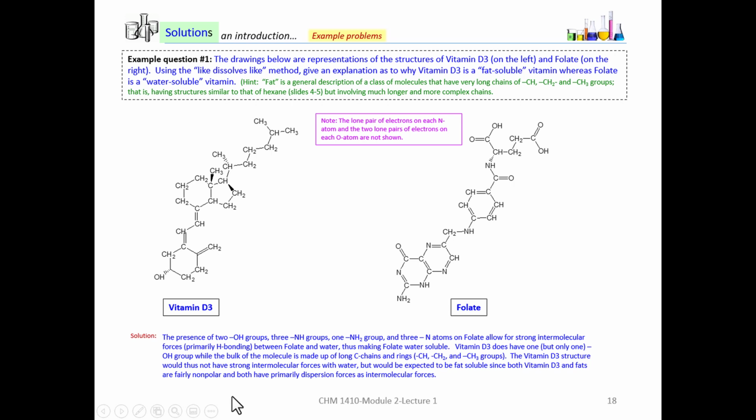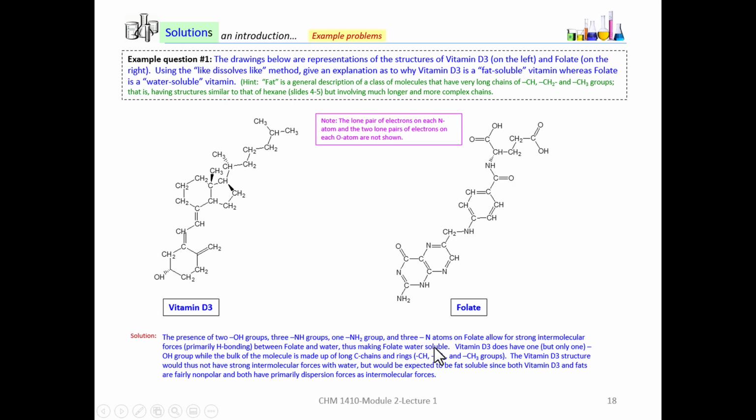Well, if you look at folate, folate has 2 OH groups. There's one here and one here. It has 3 NH groups. There's one here and here and here, and one NH2 group, and also 3 nitrogen atoms. That would be a lone pair on this nitrogen. 1, 2, 3. These sites would all allow for very strong intermolecular forces, primarily hydrogen bonding, between folate and water, thus making folate water soluble.